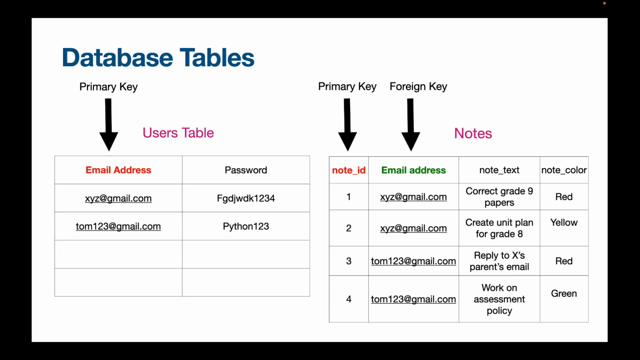For the notes table, over here I want to of course store email address, because I want to remember, let's say xyz@gmail.com, what all sticky notes they have saved. So it will be saved like xyz@gmail.com, saved correct grade 9 papers as a sticky note in red category, and the same person also stored create unit plan for grade 8 in the yellow category, and same goes for the other users as well. So they'll have multiple rows entries in the table depending upon what kind of sticky notes they have saved in what categories. So it's noting down that.